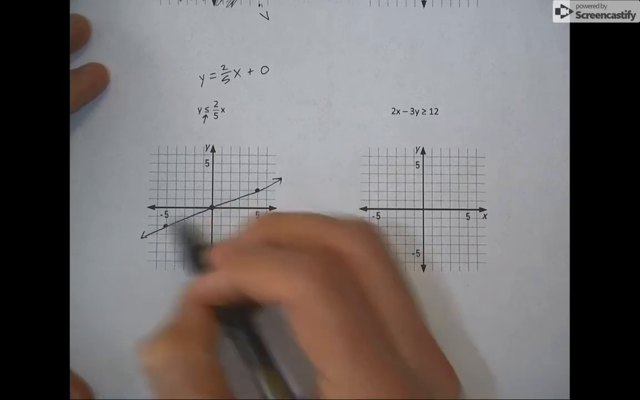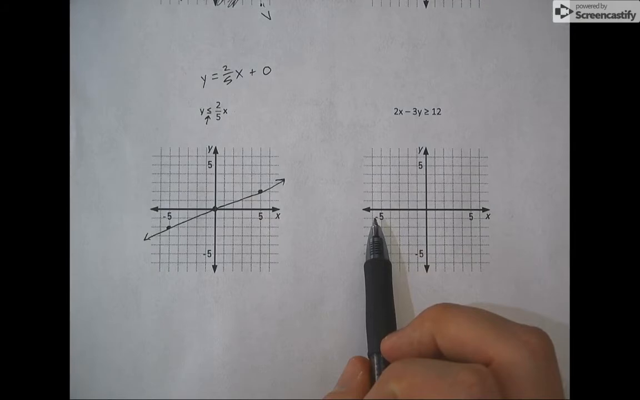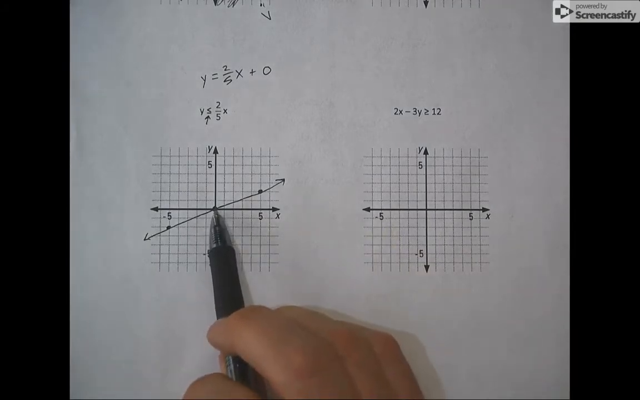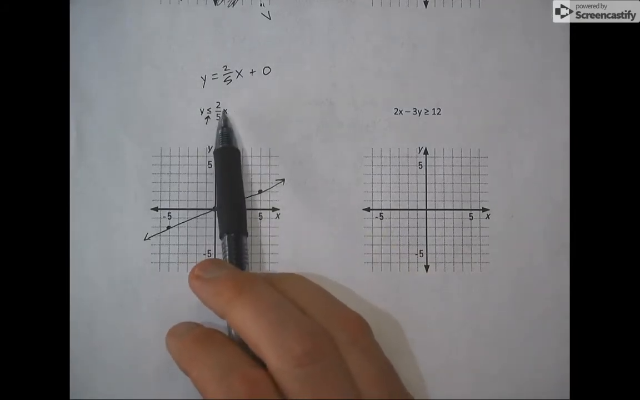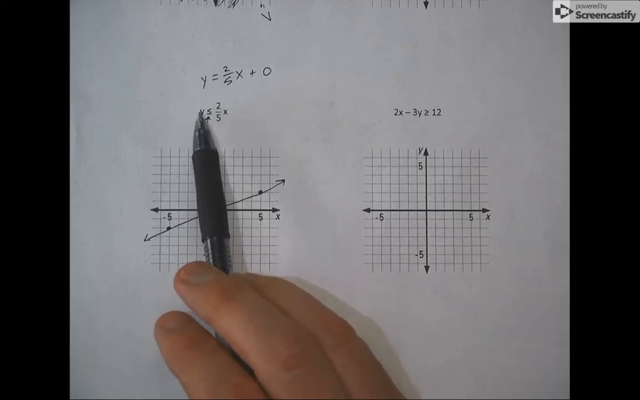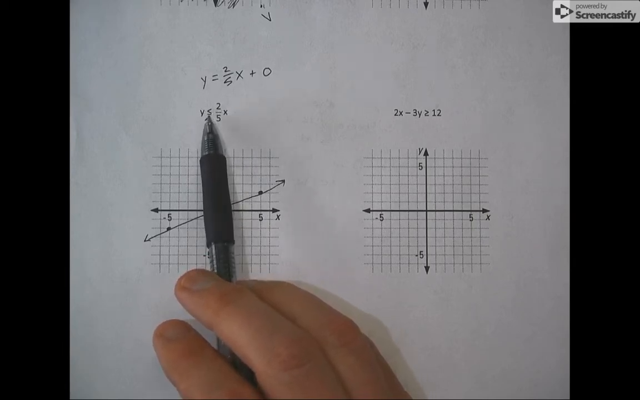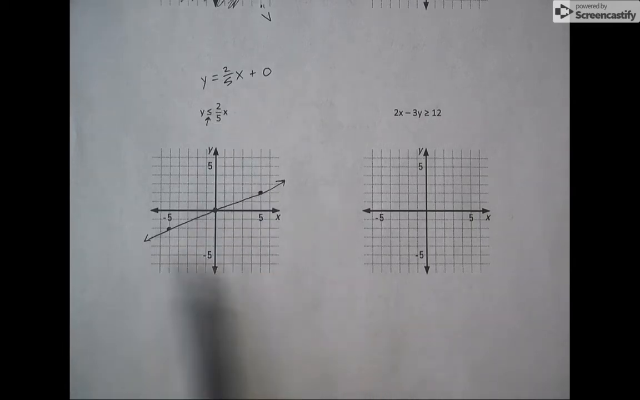Anything on this line will work for this inequality. Take 0, 0, for instance. Plug them in. 0 on this side, when you multiply, it gives you a 0. You already have a 0 on this side, so it says 0 is less than or equal to 0. So it's the equals to part that falls on this line.